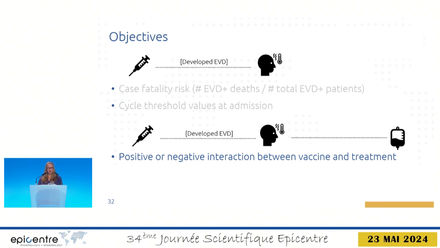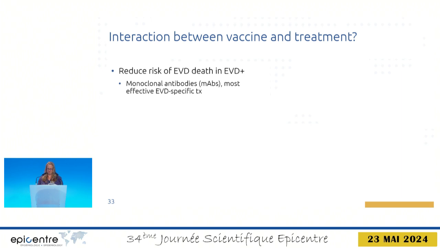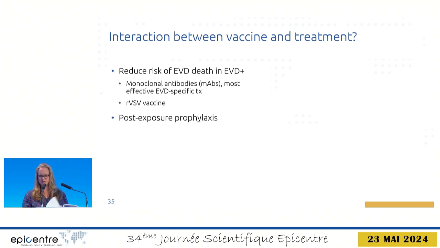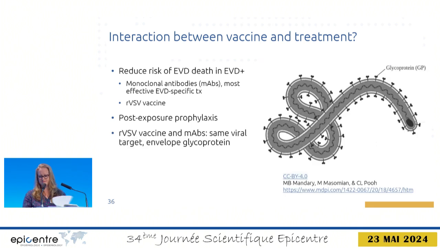Finally, let's look at our third objective, potential interactions between the vaccine and treatment. Monoclonal antibodies, the most effective EVD-specific treatment, greatly reduce the risk of EVD death in EVD-positive patients. As we have discussed in this presentation, the rVSV vaccine reduces the risk of EVD death in EVD-positive patients. There is the possibility of including monoclonal antibodies and the rVSV vaccine as components of post-exposure prophylaxis.